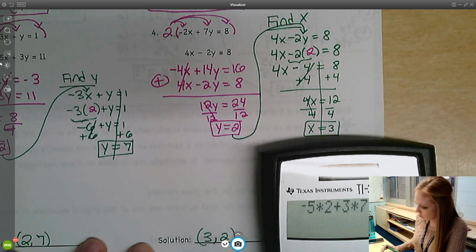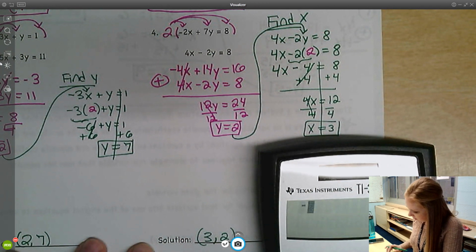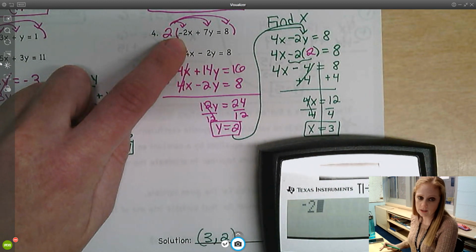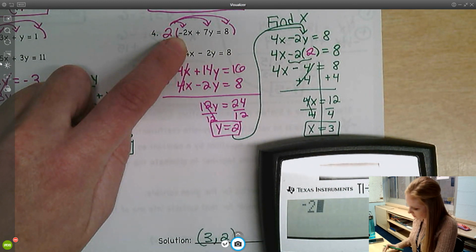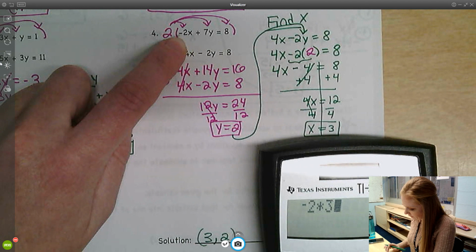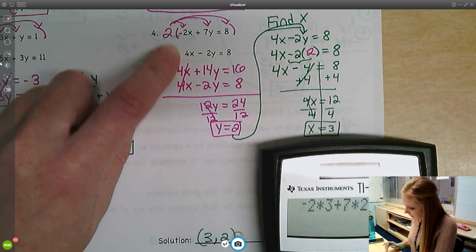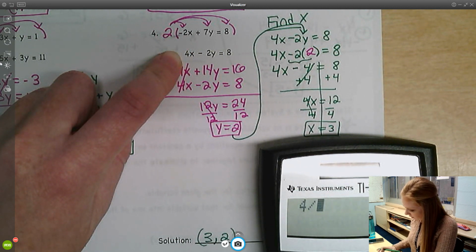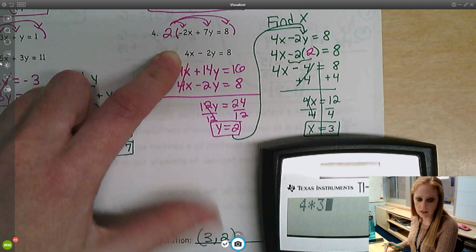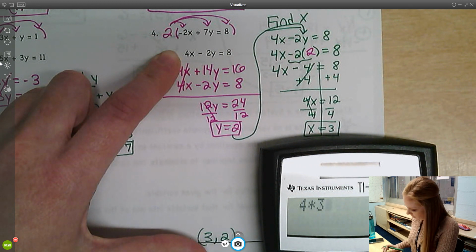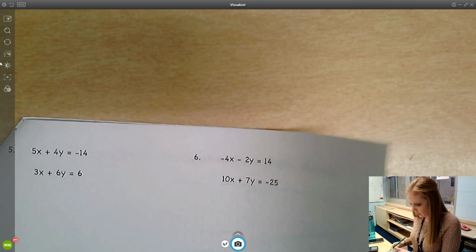And our check. So the first equation was negative 2x plus 7y. So negative 2 times, our x is 3, so negative 2 times 3 plus 7 times the y, which is 2, should equal 8, and it does. 4x, so that would be 4 times 3. So our x is 3. Minus 2y, so minus 2 times our y, which was 2, should give you 8, and it does. Awesome. Okay, we have 3 more.